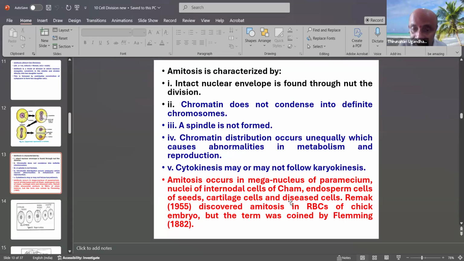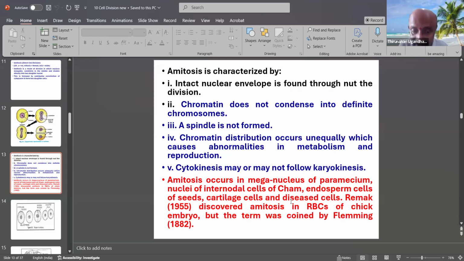Cytokinesis may or may not follow karyokinesis. In mitosis, after karyokinesis comes cytokinesis, but in amitosis, cytokinesis and karyokinesis are not one after the other or alternate to each other. That is the difference. Amitosis occurs in the meganucleus of Paramecium, nuclei of internodal cells of Chara, endosperm cells of seeds, cartilage cells and diseased cells.